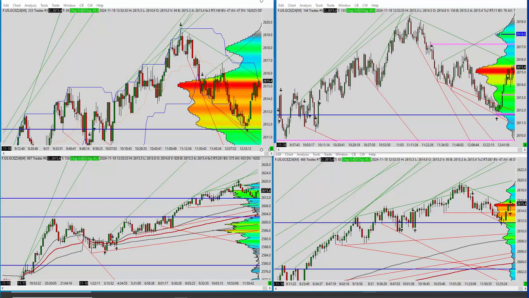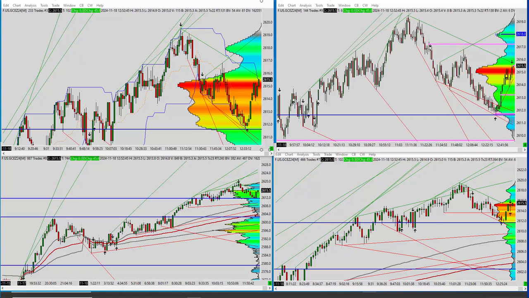We have another example. Look at the top of the zone here, and I have a power line. But this power line is rejecting. It's a resistance, a green one. Look when the market touches it. We have a green arrow pointing down on the right chart.